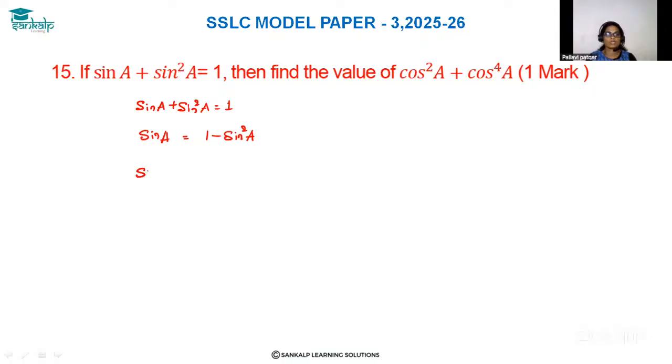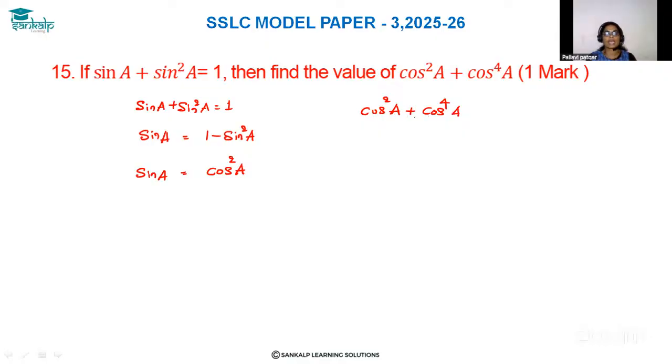So here sin A is equal to cos square A. Substitute the expression into the required value. Here we have to find cos square A plus cos raised to 4A. So we need to find this cos square A plus cos raised to 4A.